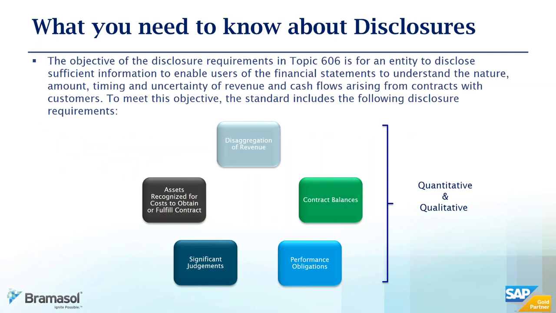Okay, so here are the 5 areas that really need to get addressed within the reporting. There's a mixture of quantitative and qualitative, as I said. But first of all, you've got the disaggregation of revenue. You've got contract balances, performance obligations, significant judgments, and assets recognized for costs to obtain or fulfill contracts. So those are the 5 segments of those reports.